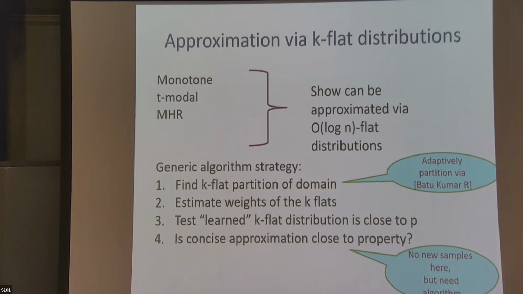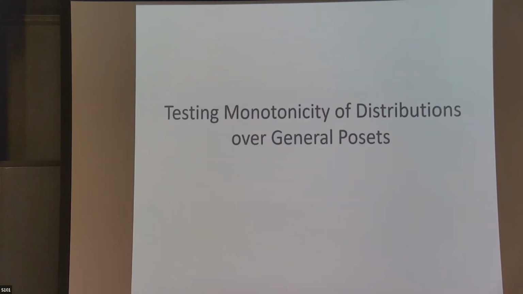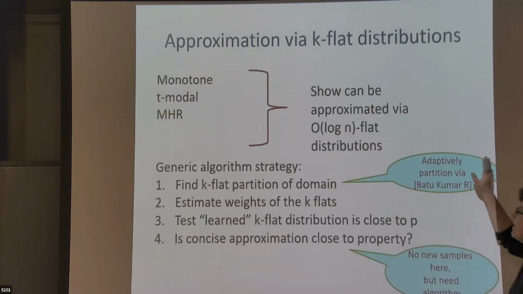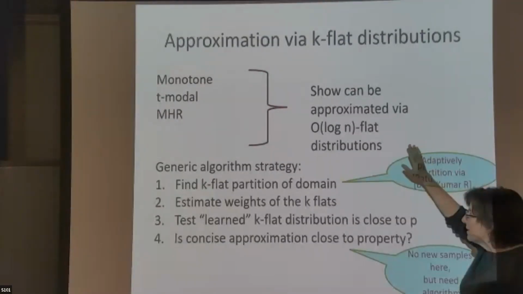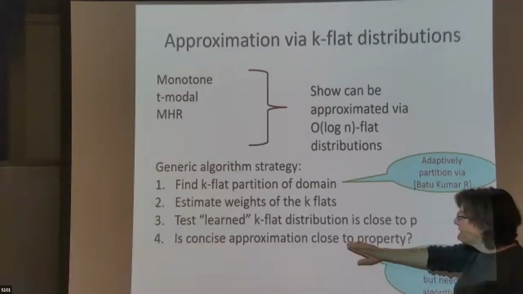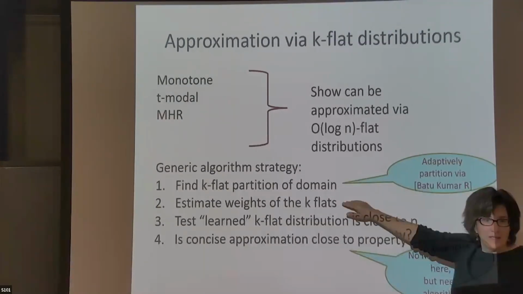Was there a general characterization of what types of properties this works for? I don't have a characterization. How many samples do you need for the generic algorithm that you described? The number of samples we need here is going to be root n plus something that depends on k.